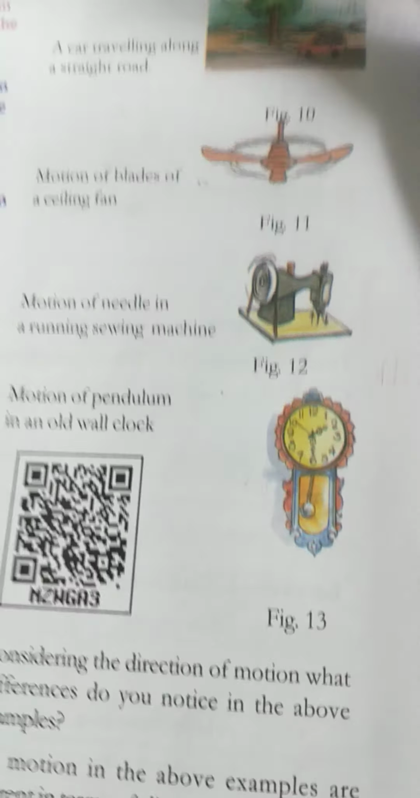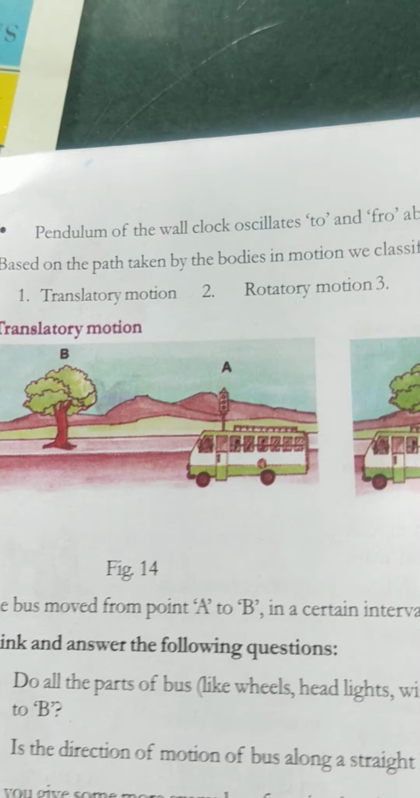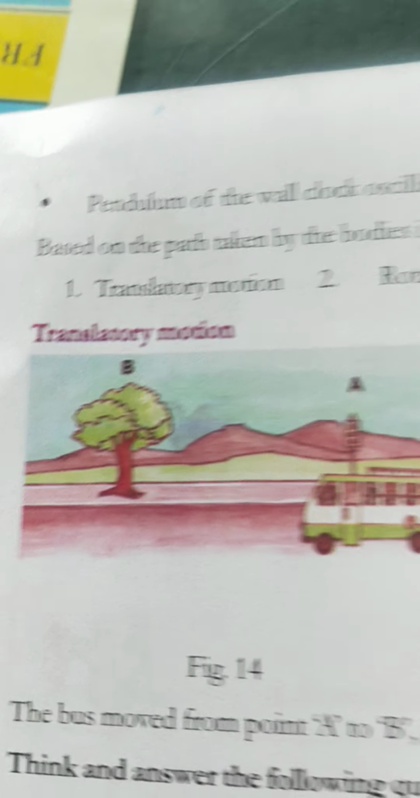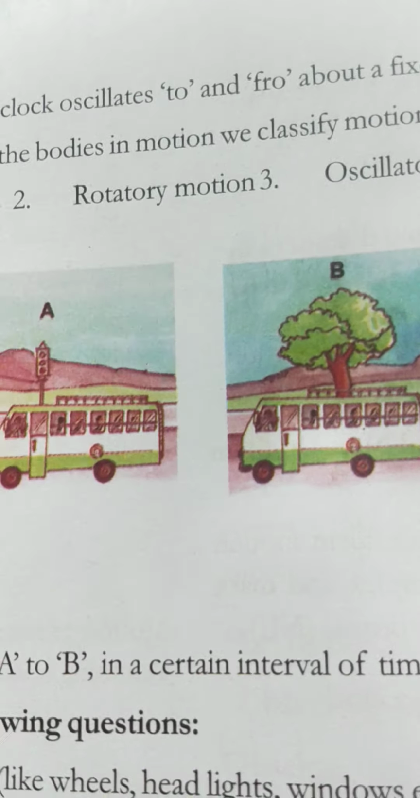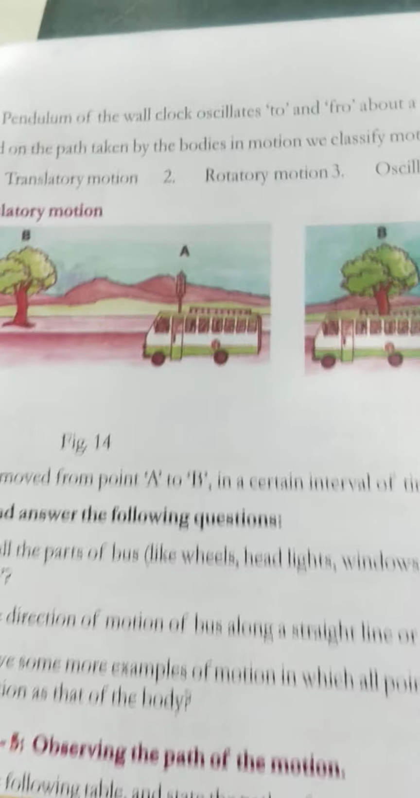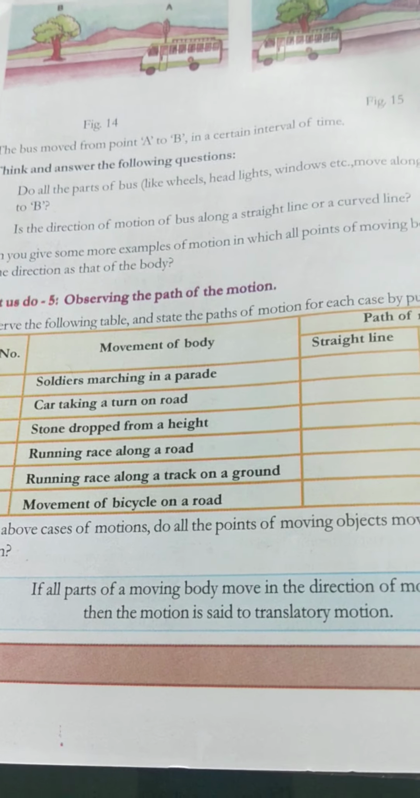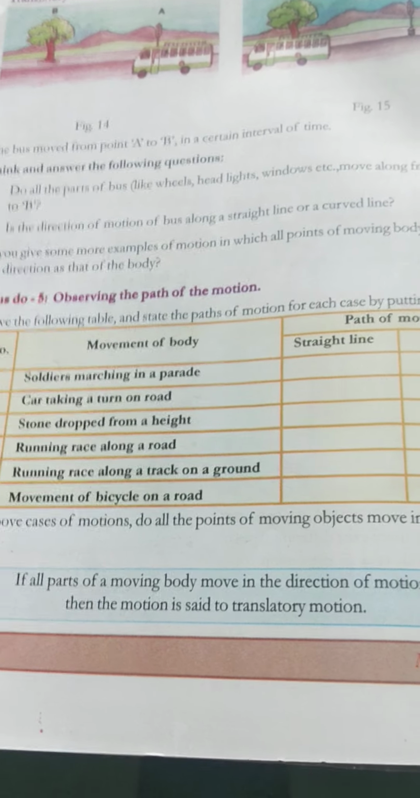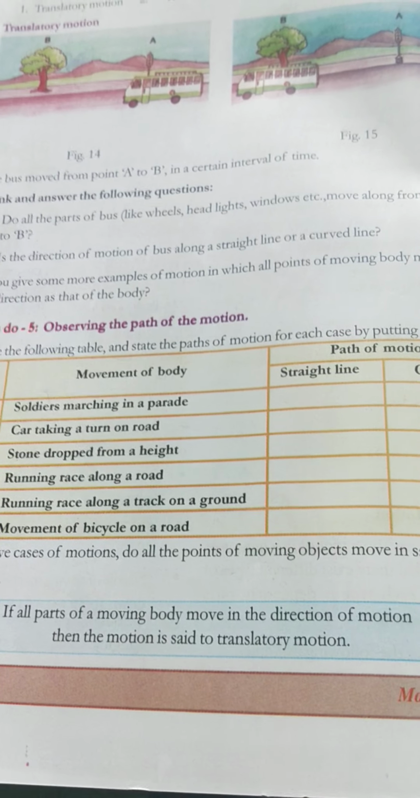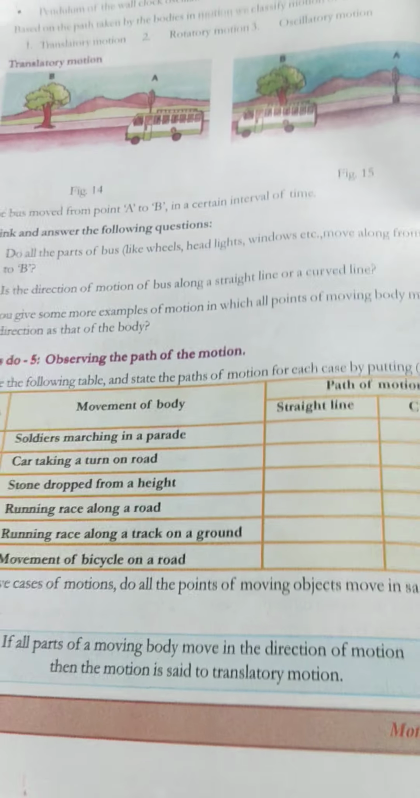By observing these examples we can know the different types of motions. What are they? Translatory motion, rotatory motion, oscillatory motion. Understand? Now one by one we have to discuss. What is translatory motion? I will explain it in the next video. Thank you.